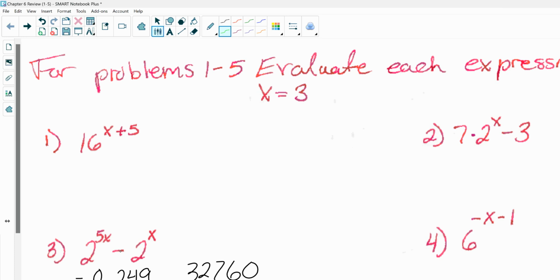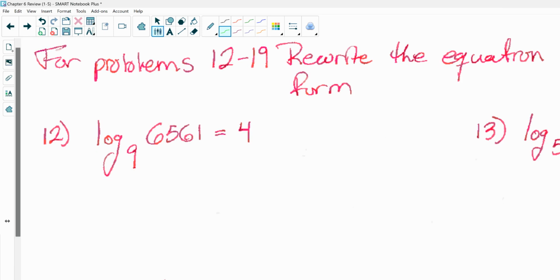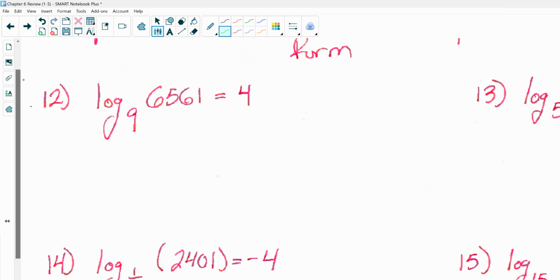Questions on 1 through 5? We good with 1 through 5? Yes? Yeah. 6 through 11 aren't going to show up. I was planning on having those be a part of the test, but none of them ended up showing. I just ended up forgetting to put them in.